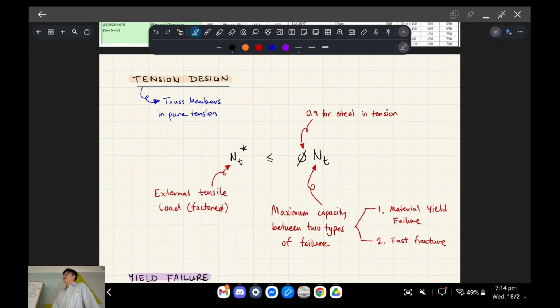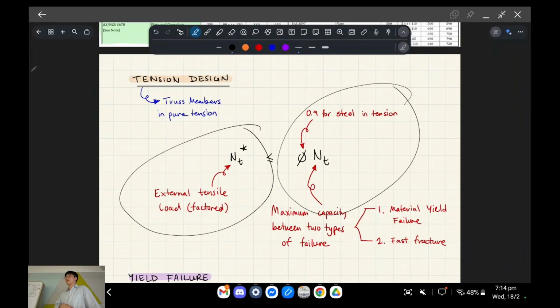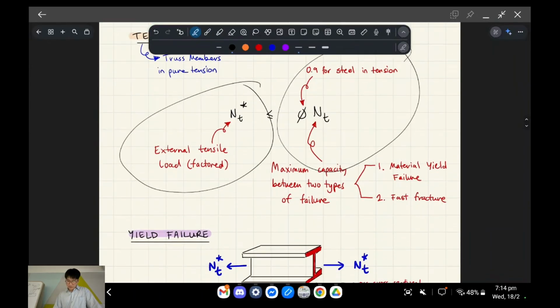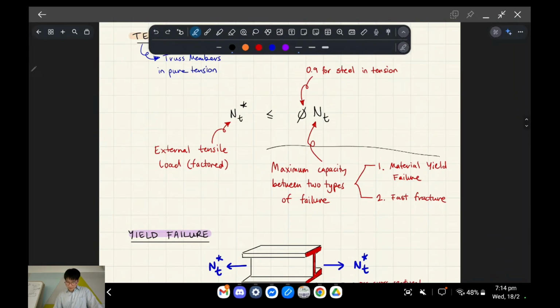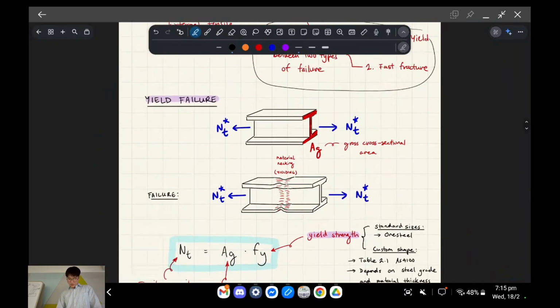Okay. So here's the general rule, right? For tension, we have your factored tension load, and we have the capacity equation. We have the right-hand side, which describes its capacity, okay? So we have to basically account for material yield failure and fast fracture. Fast fracture is just that brittle snapping, which I was describing earlier. And I like to draw it out like this.